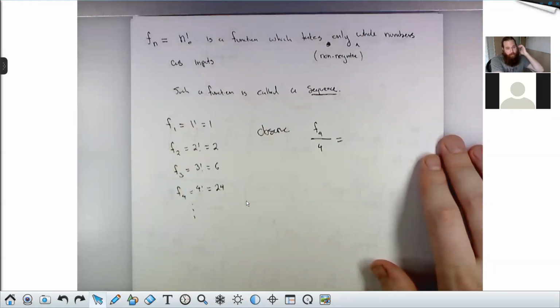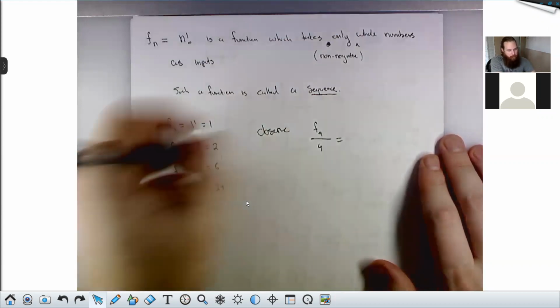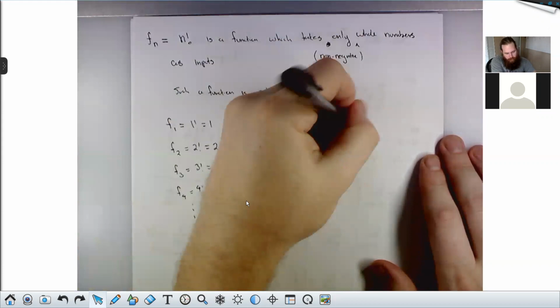If I take f4, that is 4 factorial, and I divide it by 4, I get 6, which is f3. If I take f3 and I divide it by 3, that's 6 divided by 3, that's 2, which is f2. So if I take f2 and divide it by 2, I expect to get f1. Let's see, well, that's 2 divided by 2, that's 1. Yeah, that is f1. So what should happen if I divide f1 by 1?